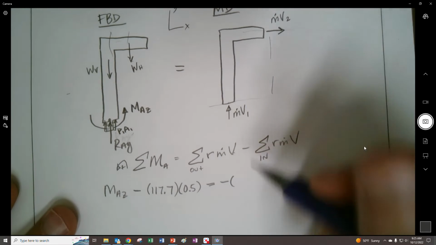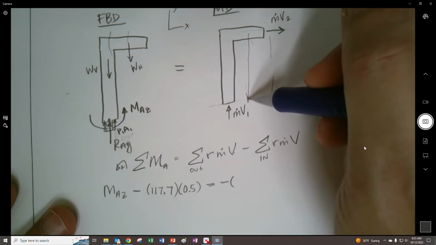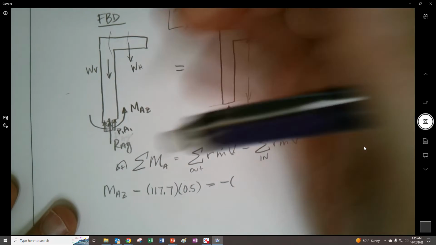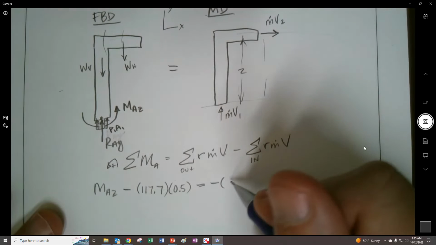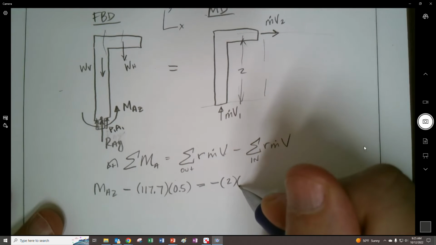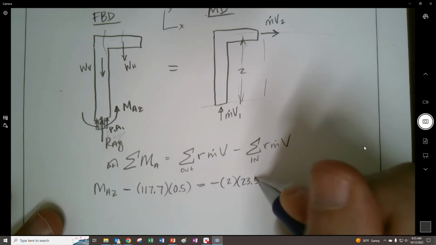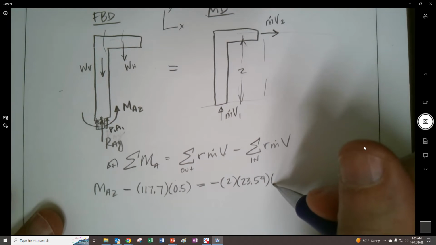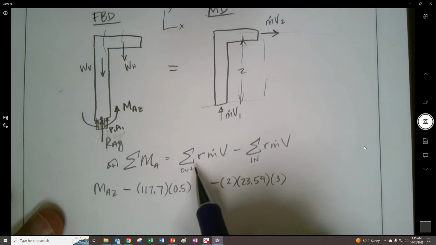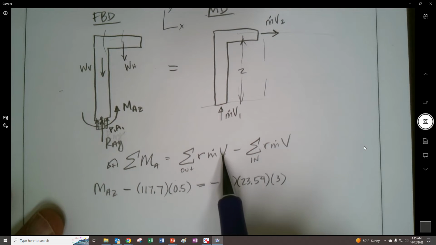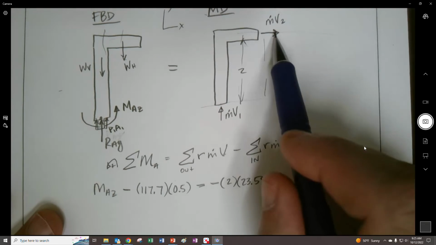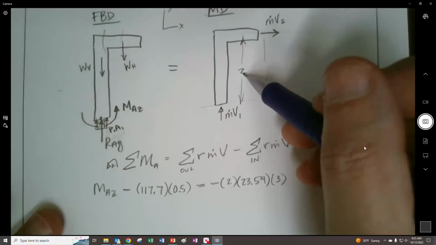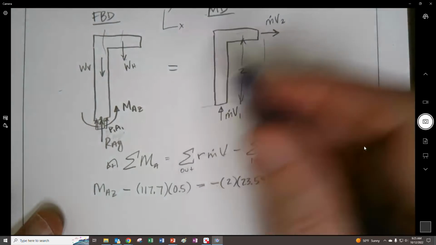So we're going to go, and the r here is the distance right to there, right? So we know that's going to be 2 meters from here. I think I got that correct, yes. And then the m dot, I calculated to be 23.54. And then the v is that 3 meters per second. And once again, that negative is because of the direction in which this thing is moving, right? So this velocity dotted across against this r right here is going to make a negative direction.